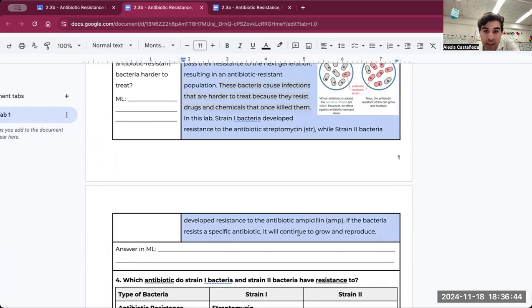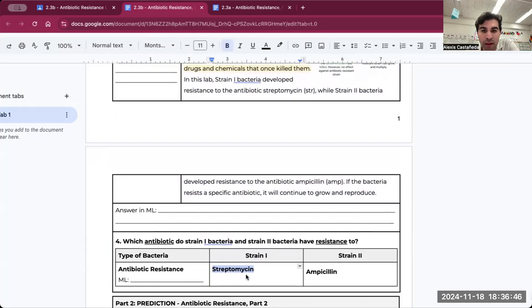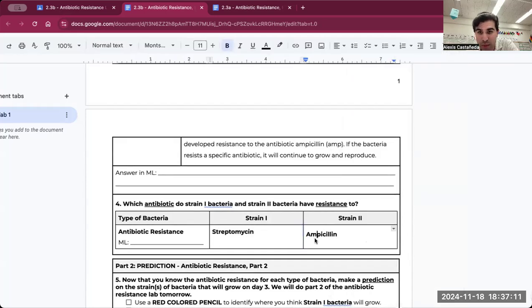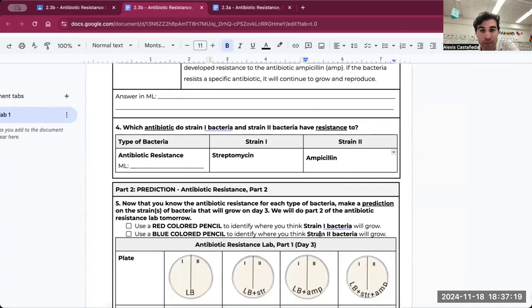So something has resistance. That means that if I put streptomycin on the first strain, nothing is going to happen to it. When I look at the bacteria, if I put strain 1 on streptomycin, I should see that the bacteria still grows because it's resistant. It doesn't matter that that antibiotic is there. It can grow regardless. Strain 2, however, is resistant to ampicillin. So that means that if I put strain 2 on the ampicillin, nothing will happen to it. Strain 2 will still be able to grow even though ampicillin is there.